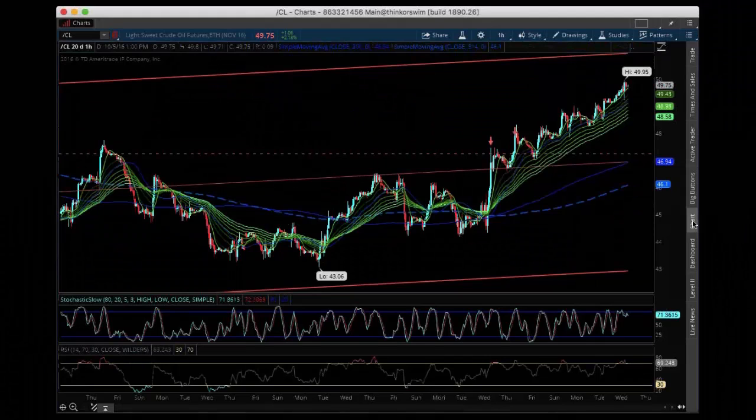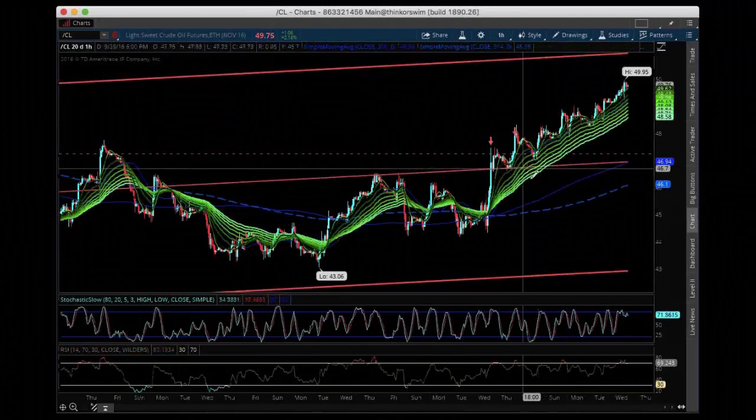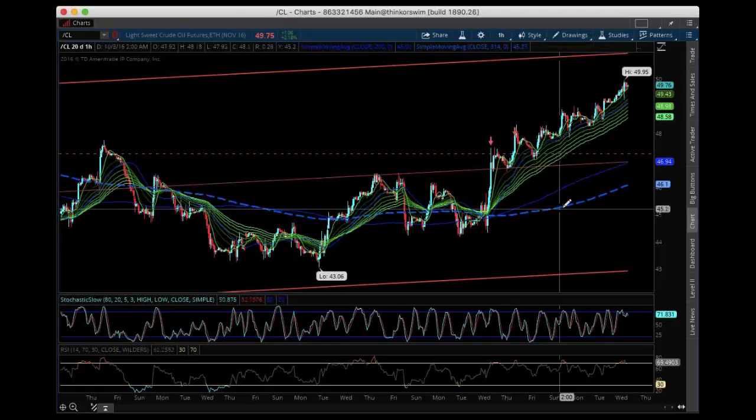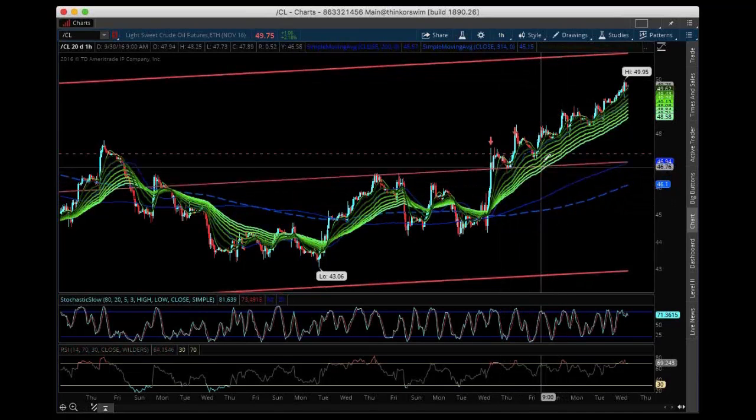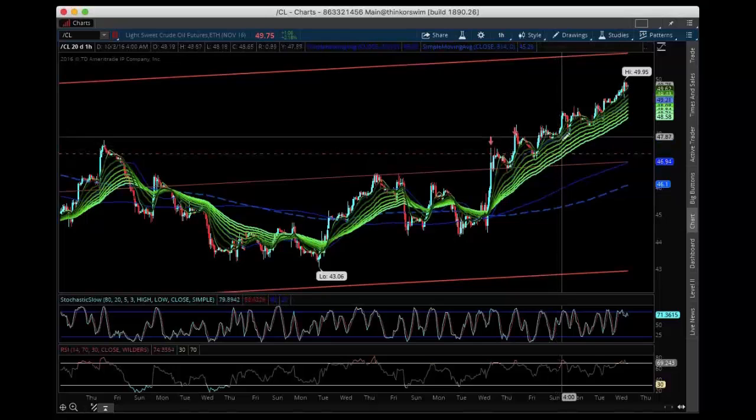A couple more questions. What are the moving averages? Okay, good question. This is the 314-period moving average. See that right there? This is the 200. Again, this is the wave formation.